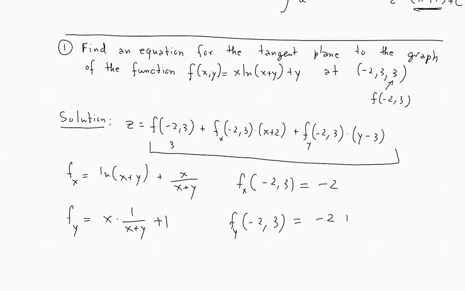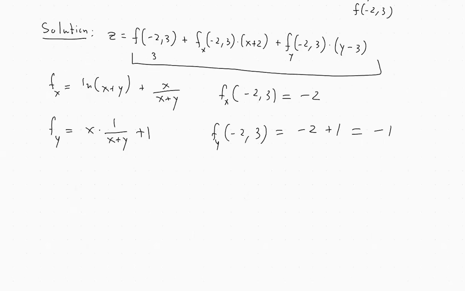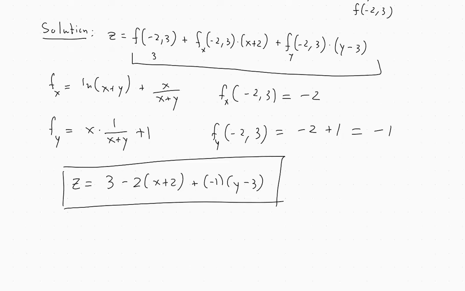So if we put everything together, we will see that our, oops, what happened here? We don't want this, right? Let's go back. Okay, so it's going to be z is equal to 3 minus 2 times x plus 2 plus -1 times y minus 3. And that's the equation, or at least an equation for the tangent plane. Okay. Now, let's go to our second problem.